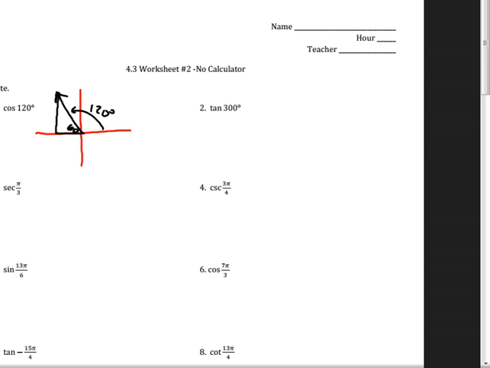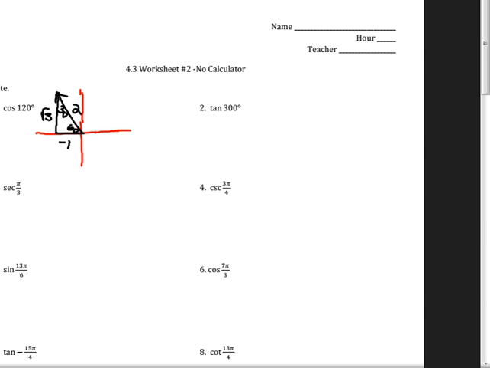This is important. Across from the 30 is where the 1 goes, and that should get you started right. Across from the 30 is where the 1 is, that's where the 2 is, that's where the square root of 3 is. And then you've got to remember your negatives. Which one of these is negative? The 1.